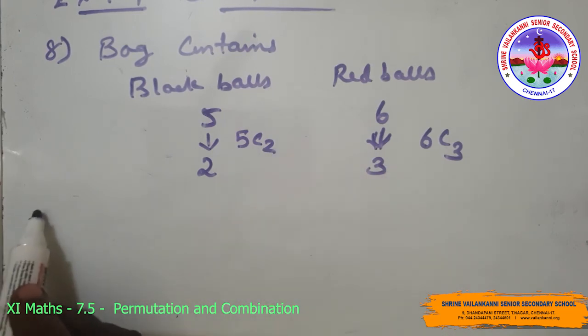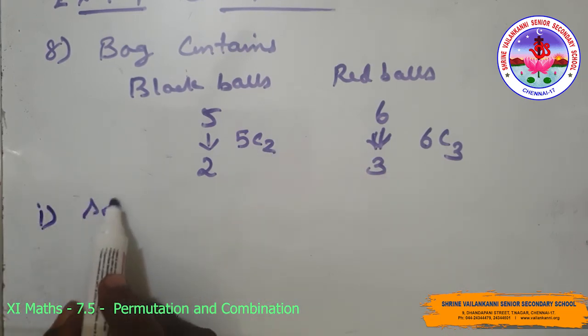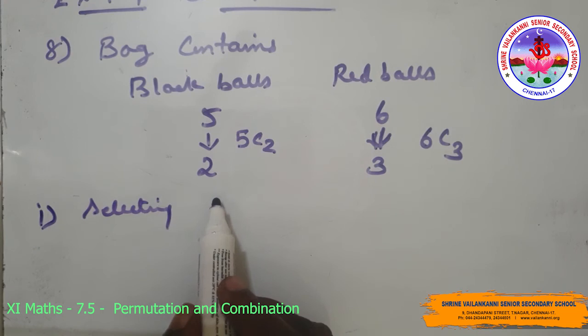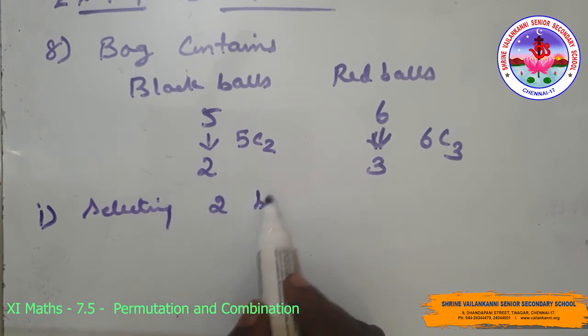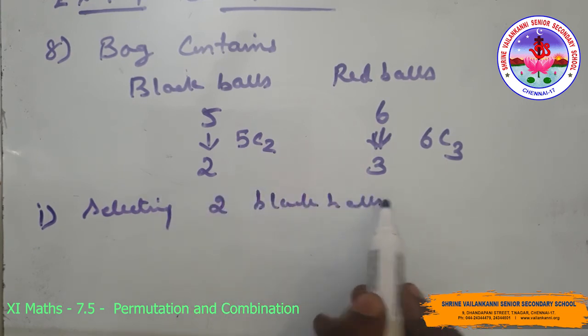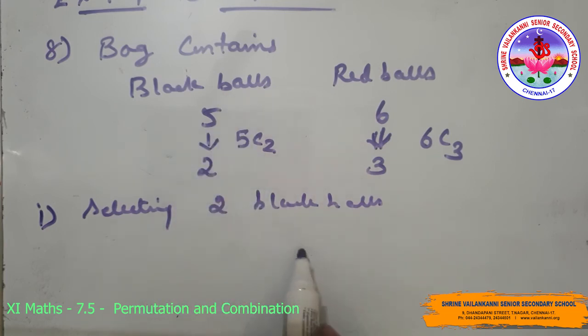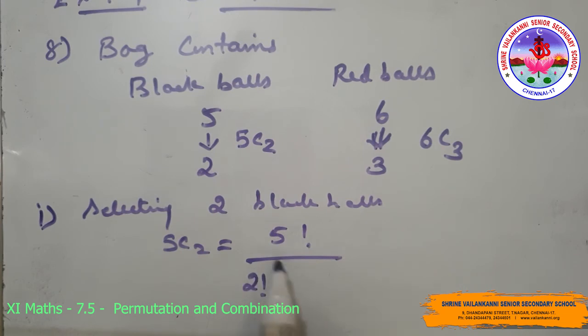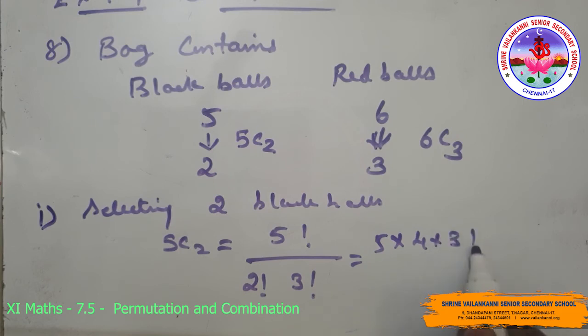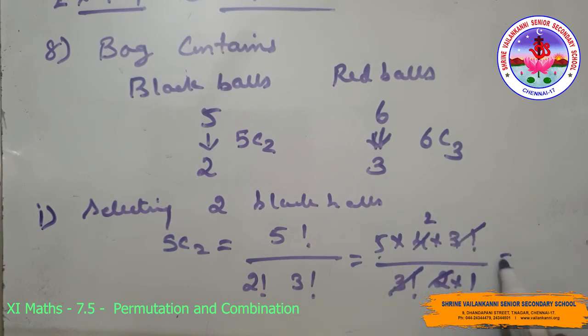So the first part is selecting 2 black balls from 5 black balls. So 5C2, which is 5 factorial by 2 factorial into 5 minus 2, which is 3 factorial. So 5 into 4 into 3 factorial by 3 factorial into 2 into 1. So cancelling this, we get 5 into 2, which is 10.